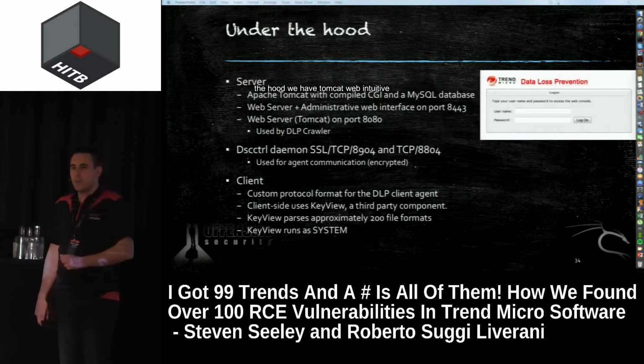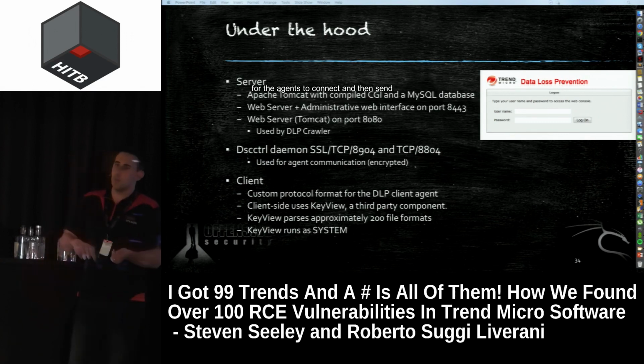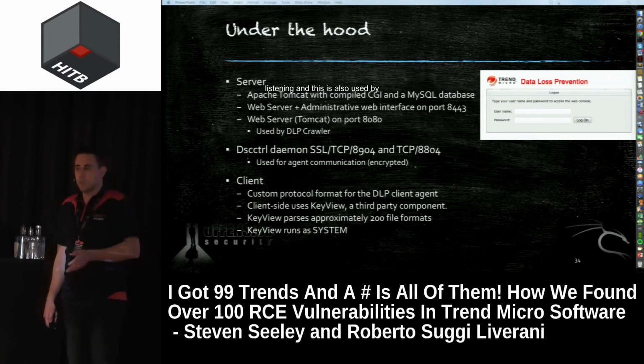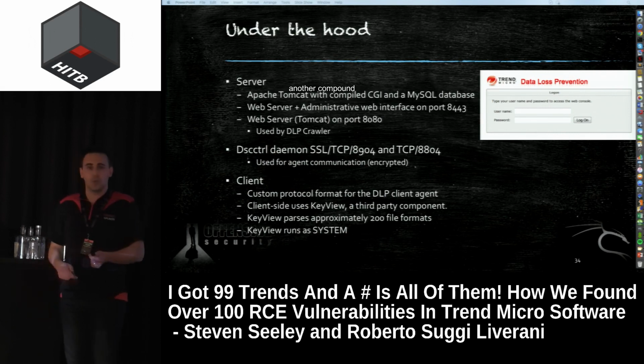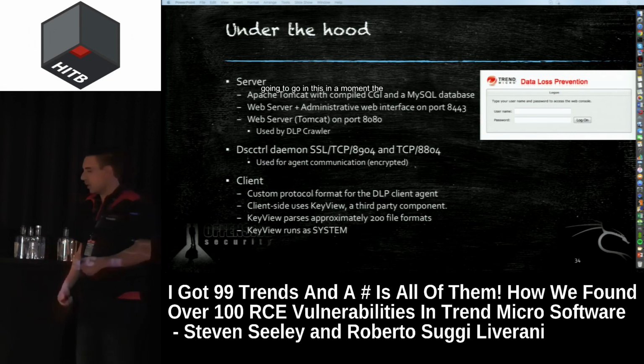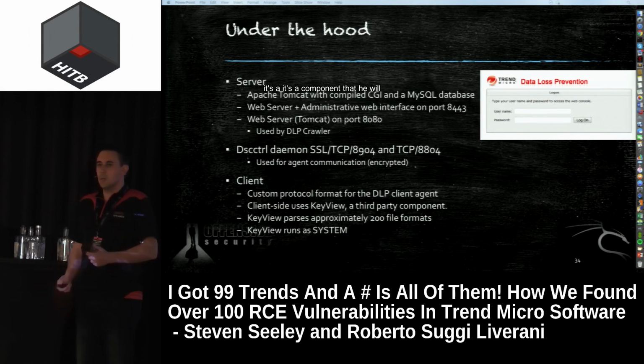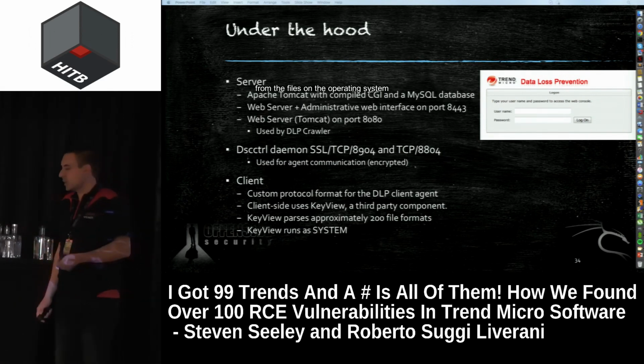So under the hood, we have a Tomcat web administrative interface, which is listening on a certain port. We have a daemon, which is listening for the agents to connect and then send the information. And then we also have another service, which is listening. And this is also used by another component, which is called remote crawler. I'm going to go into this in a moment. The client software is KeyView, as I said. It's a component that Steve will introduce later on, but it's responsible for parsing and extracting information from the files on the operating system.